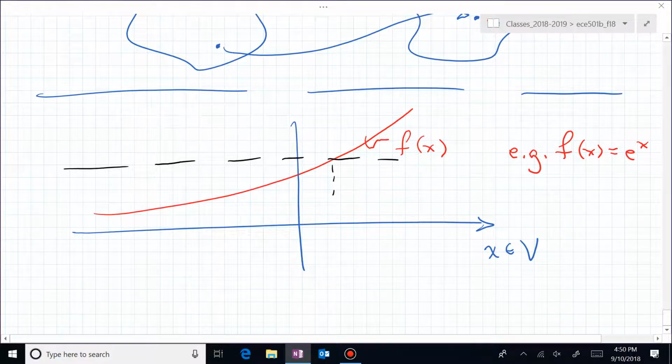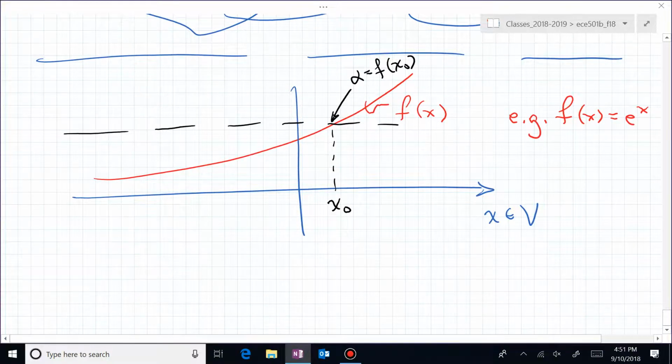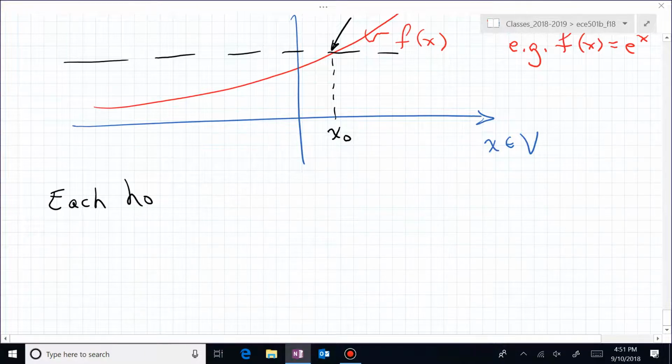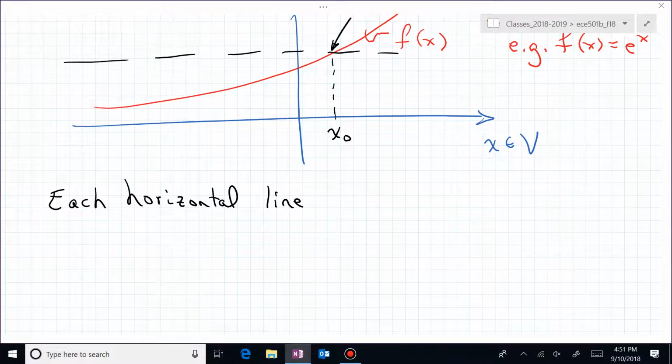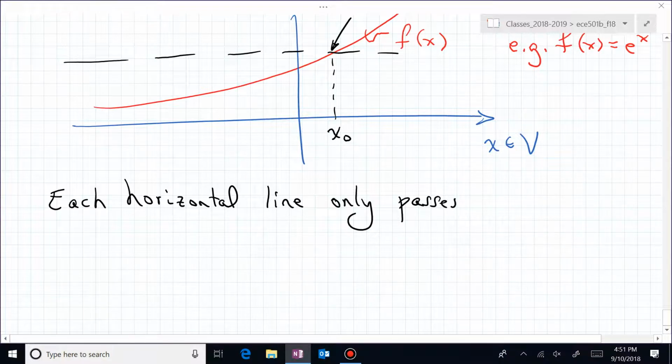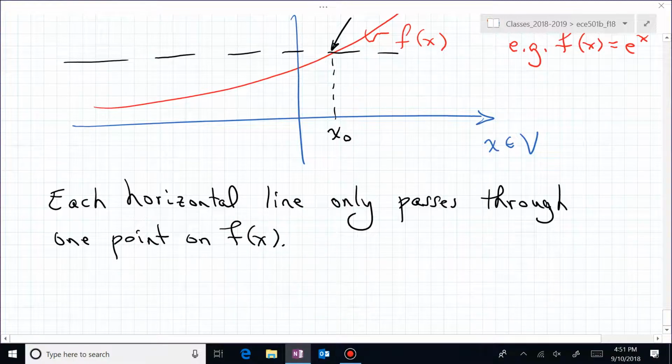So here, if this is, let's say, x naught, here is alpha, which is f of x naught. So each horizontal line, and this is just a one-dimensional example, so you would have to generalize it to a higher order dimension if you were dealing with a larger input vector space or domain. Each horizontal line only passes through one point on f of x.